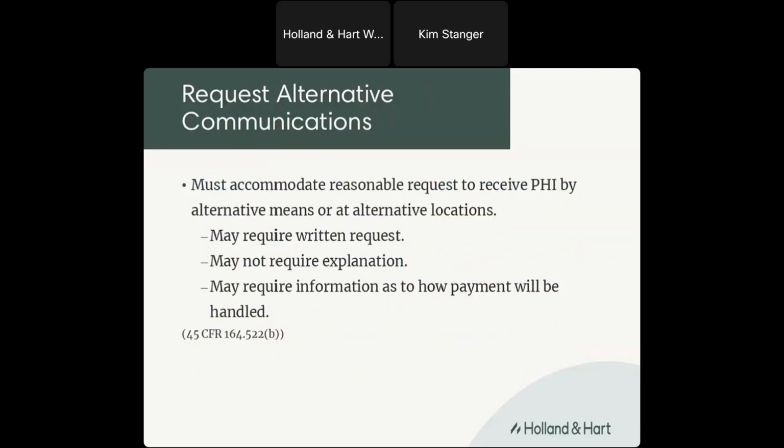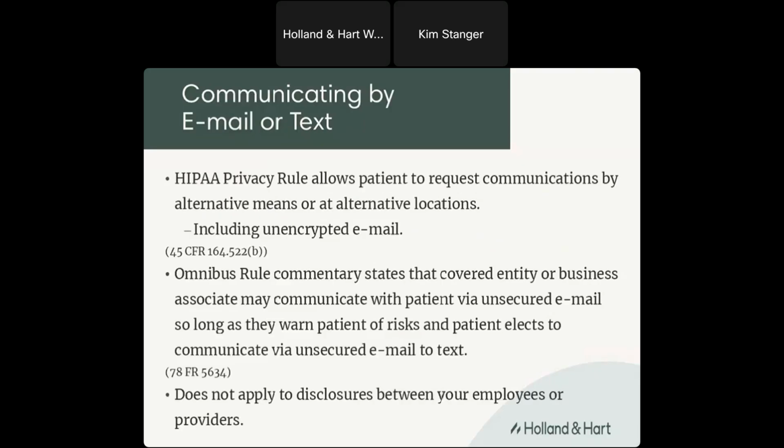A patient also has a right to request communications in alternative locations or by alternative means. So they may come in and say, hey, instead of sending this information to my home address, I want you to send it to this other place. Or instead of putting it on just a postcard, I want you to put it in a sealed envelope. You have to comply with those types of requests, and you may not require an explanation of why.